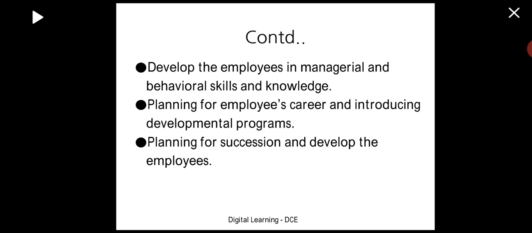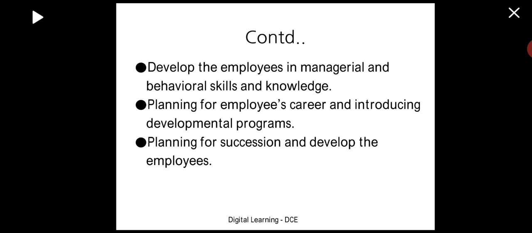Next, develop the employees in managerial and behavioral skills and knowledge. That is, not only to perform a job as in the administration level or in managerial level, but also increase or develop the skills and knowledge of employees as a behavioral skill also, and planning for employees career and introducing development programs.